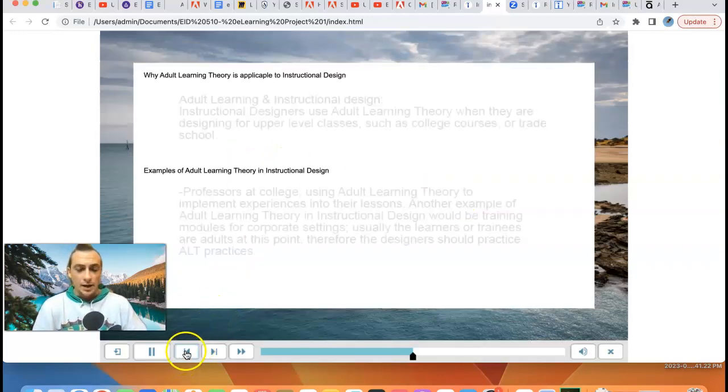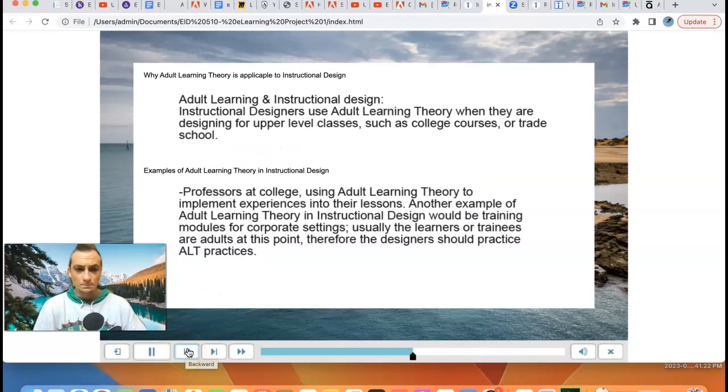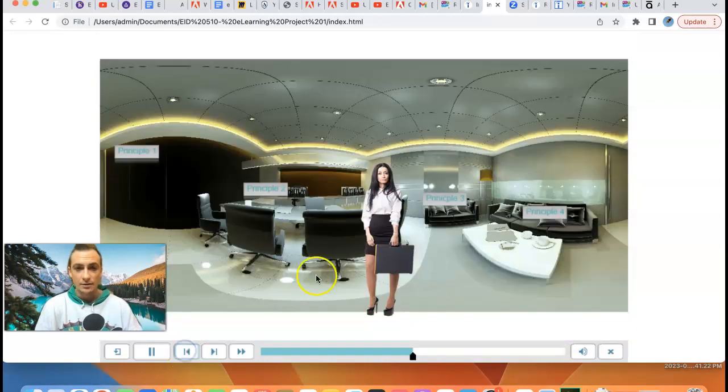Oops. I accidentally made it to where it goes to the next slide after each principle, so let's go back again. Adults usually tend to gravitate towards learning things that are directly relevant to their job or personal life. That means if they're a botanist, they're probably going to study horticulture.